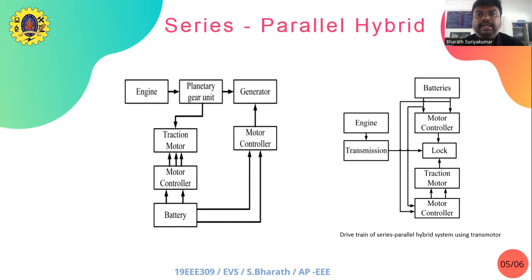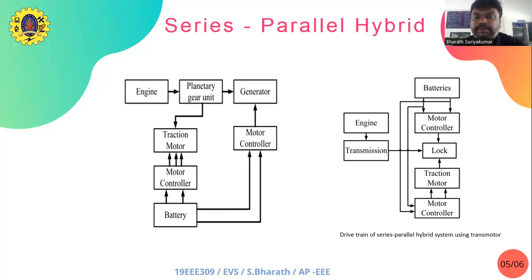What is a series parallel hybrid architecture? It consists of an engine, planetary gear unit, a generator, a motor controller, a traction motor, motor controller with a battery. So you can have a combination of both the cases. See, you can have a planetary gearing unit, which is given as an input to the motor, and from the battery, you can give an input through the motor controller directly to the generator. So in this, you have the second case, a drivetrain of series parallel hybrid system using a traction motor.